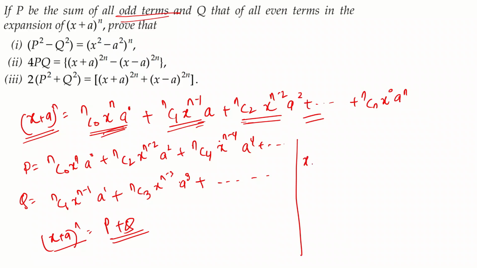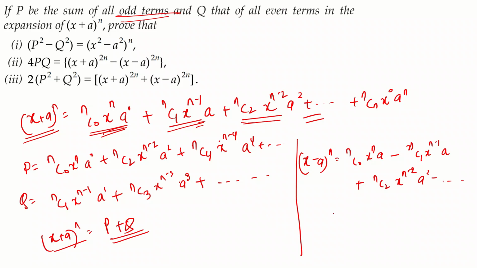Now what is x minus a whole to the power of n? What is the value of x minus a whole to the power of n? Remember that we know that it is nc0 x to the power of n a to the power of 0 minus nc1 x to the power of n minus 1 a plus nc2 x to the power of n minus 2 a square minus, and in this way it continues. That means start with a plus, then minus, then plus, then minus, and all the way. We have discussed this in the first video.